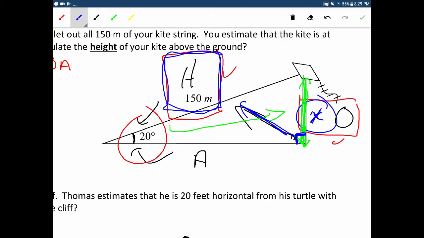But anyway, so we start with the H. It's the longest side. It's across from the right angle. I like to do the adjacent side next. You can see I've got my adjacent side right here. Okay.